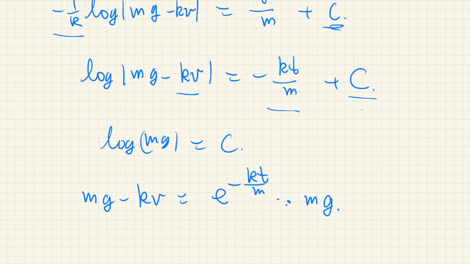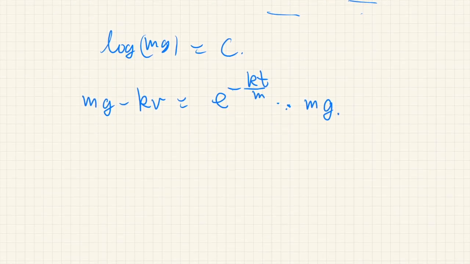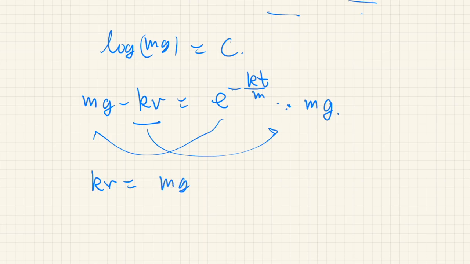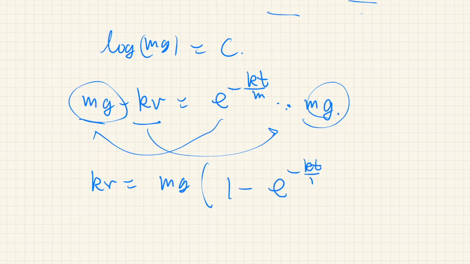And let's solve this for v. So first move this to here and move this to here. Let's see, kv is equal to mg. So we have mg here, so let's factorize them. That's 1 minus exponential of kt over m, and divide both sides by k.